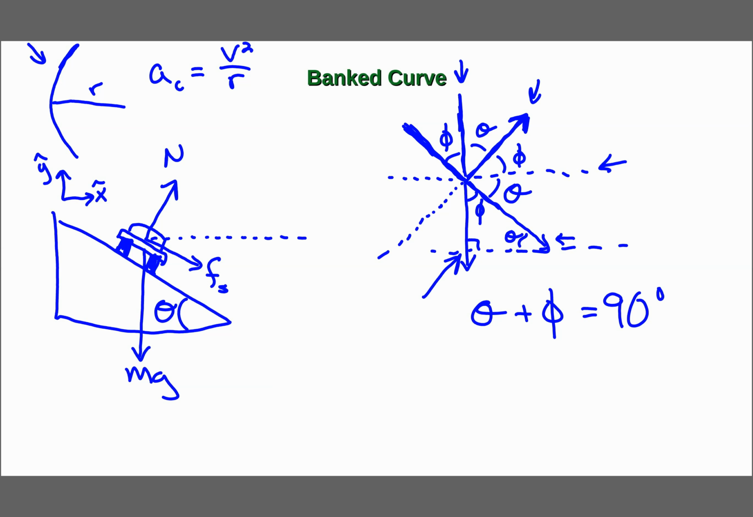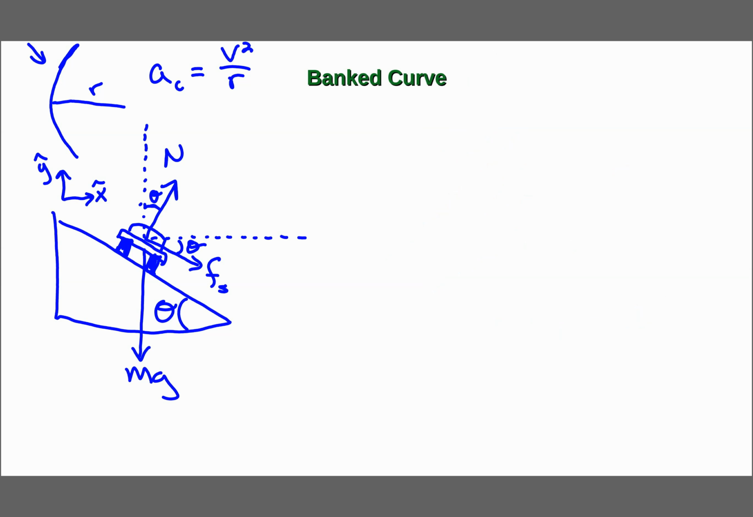and draw a dotted line for this horizontal direction, this, by geometry, must be theta, okay? And that gives me a nice way to break down the normal force and the friction force into components, okay? It's theta here, it was phi, and then this one is also theta, okay?